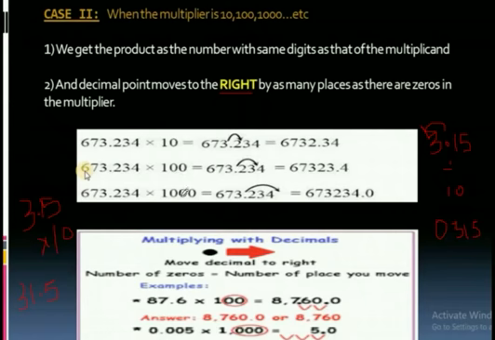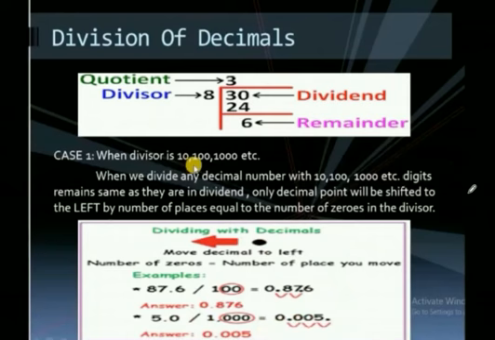If you are having three zeros, you have to shift three times. And in case of division also, whenever you are dividing by 10, 100, 1000, you have to shift to the left, that many number of times as there are zeros. Okay. Division is basically, there are three cases in division.